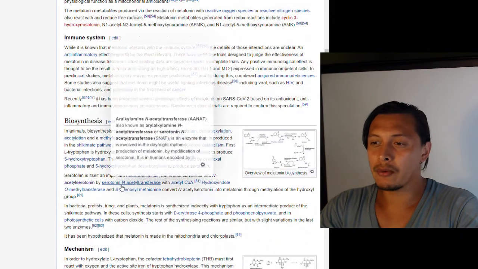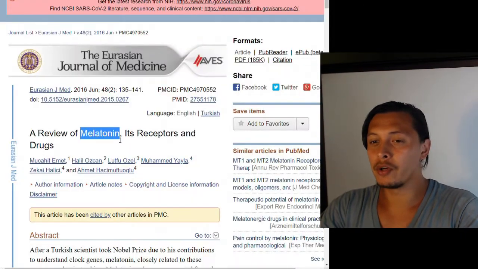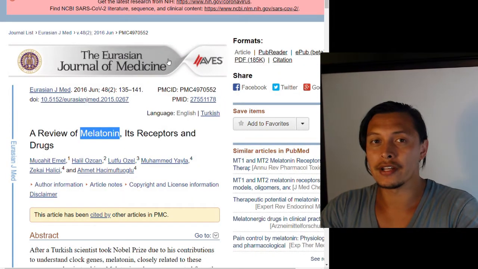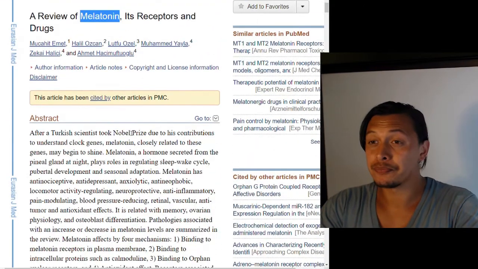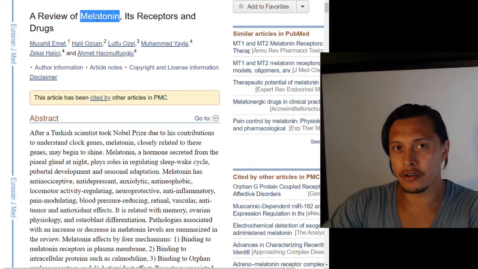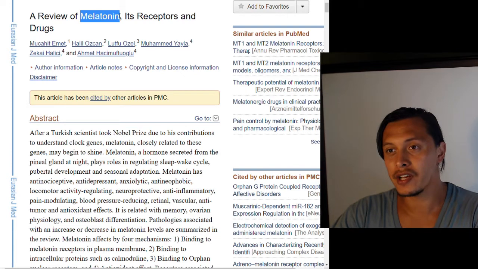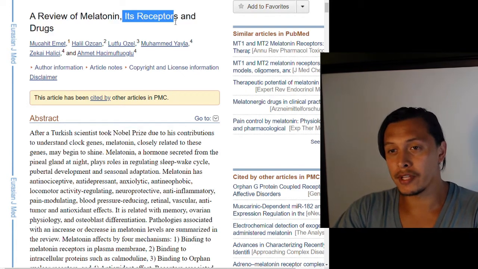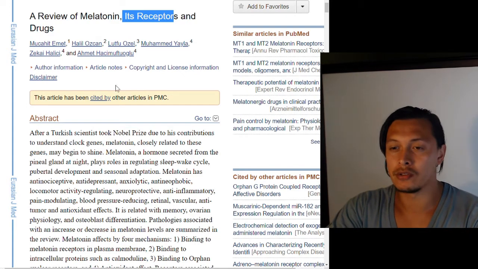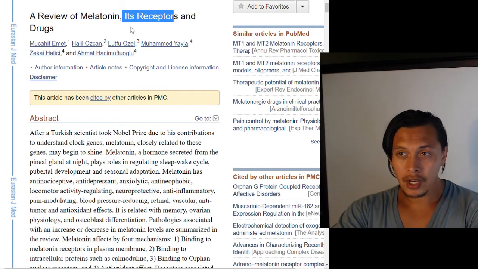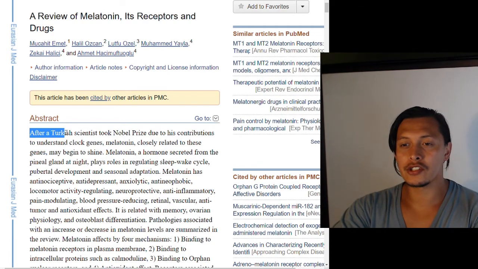So I think I'll leave it at that, because the review will be pretty comprehensive as far as what is going on. So that is melatonin, but melatonin does not work in and of itself. It also works with its receptors, and this review also touches upon some drugs. So let's just jump into it.